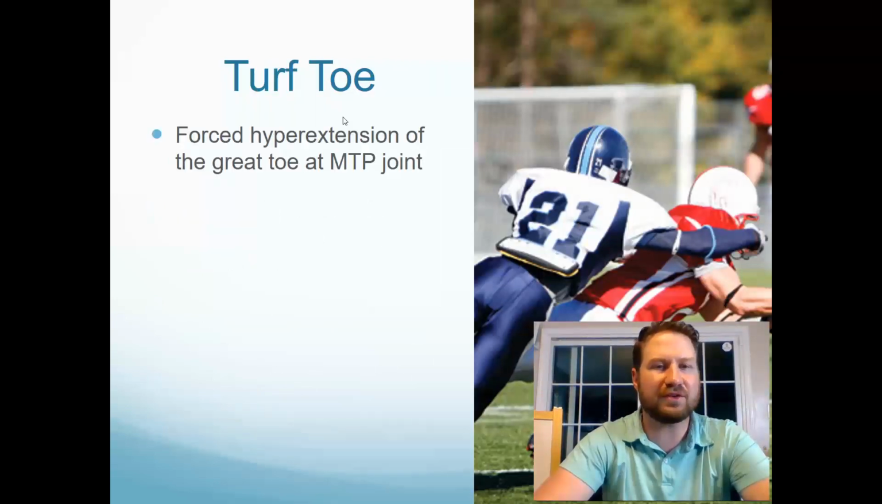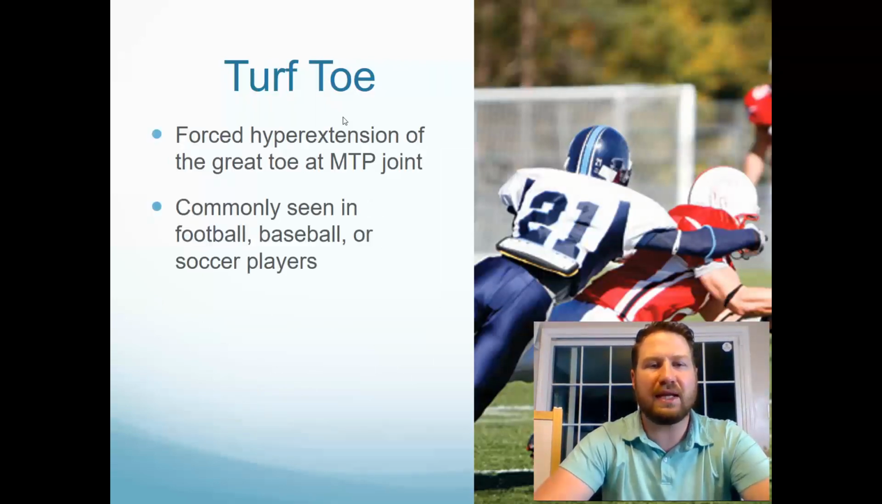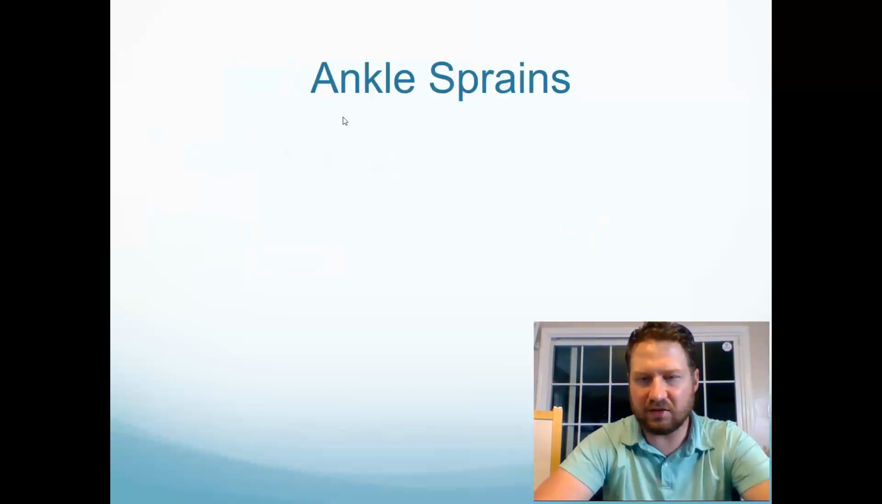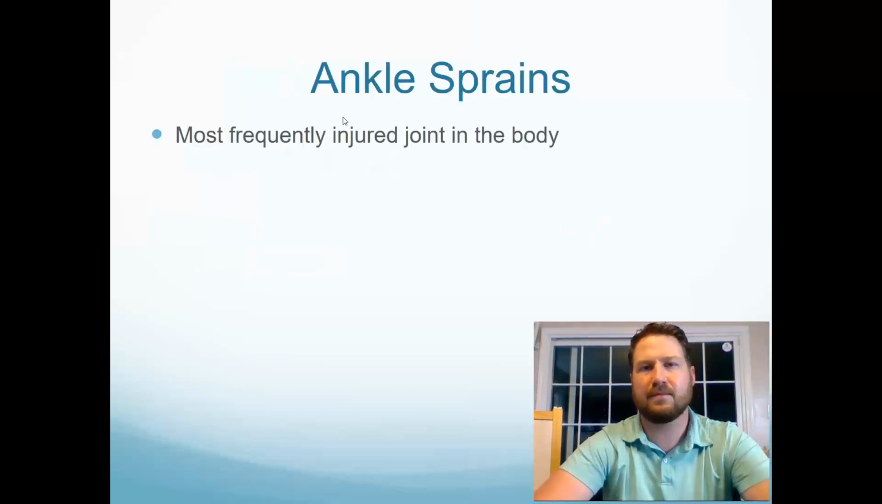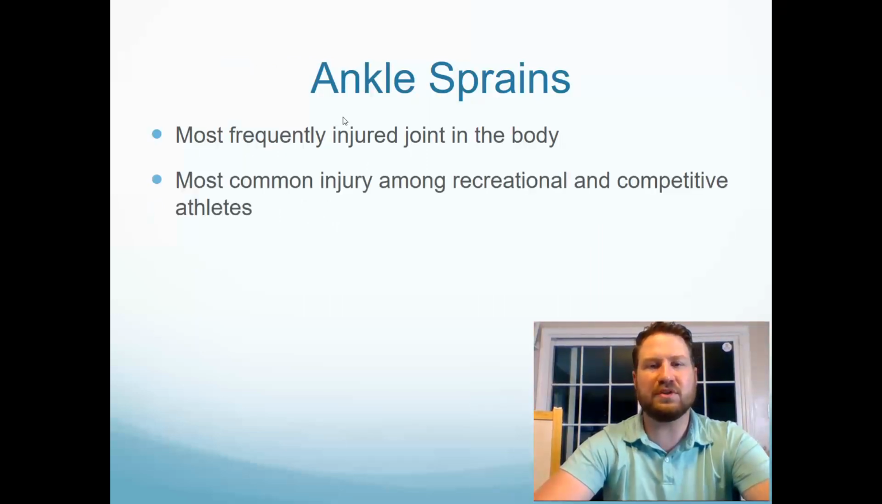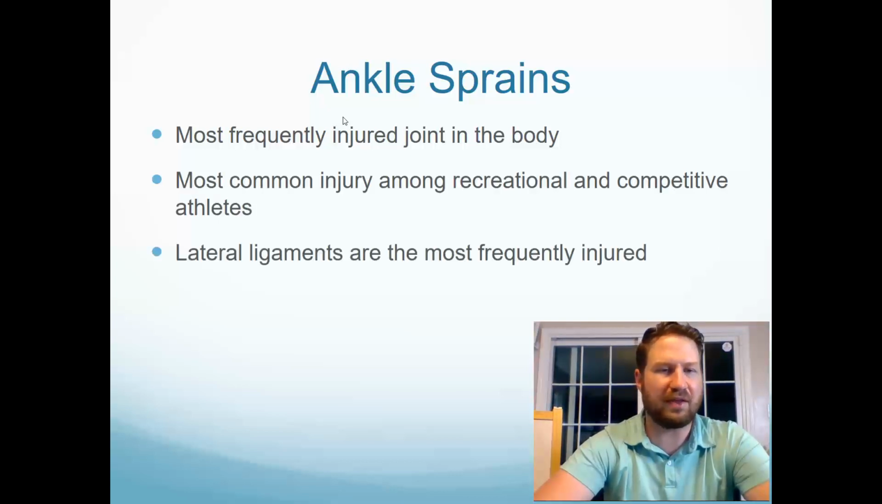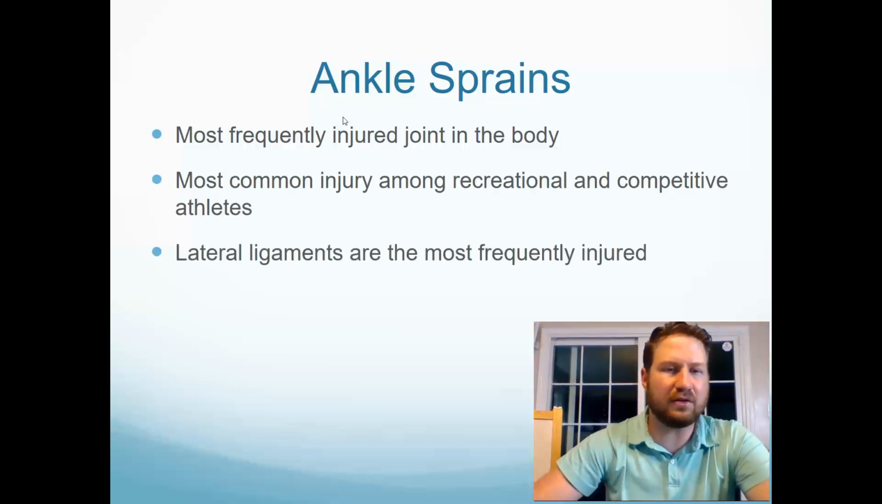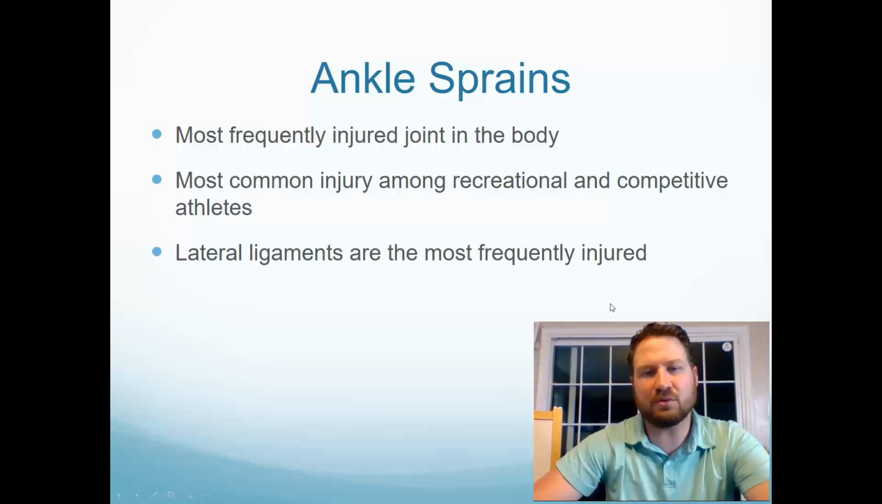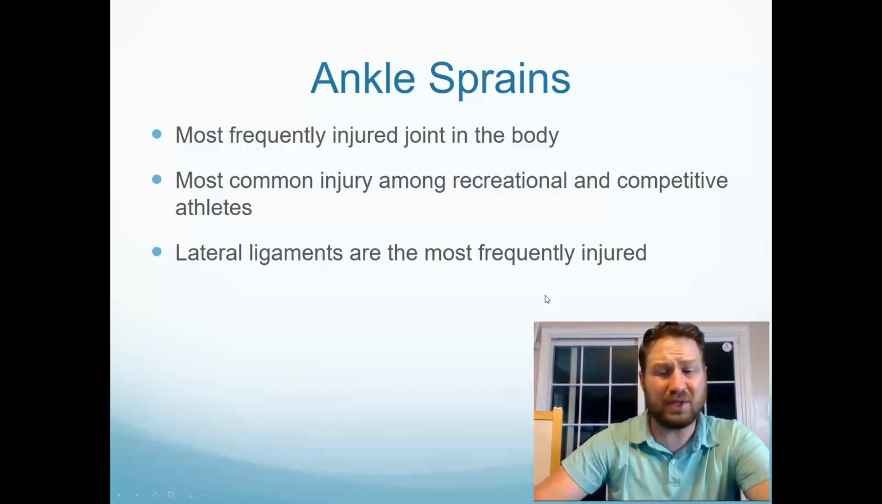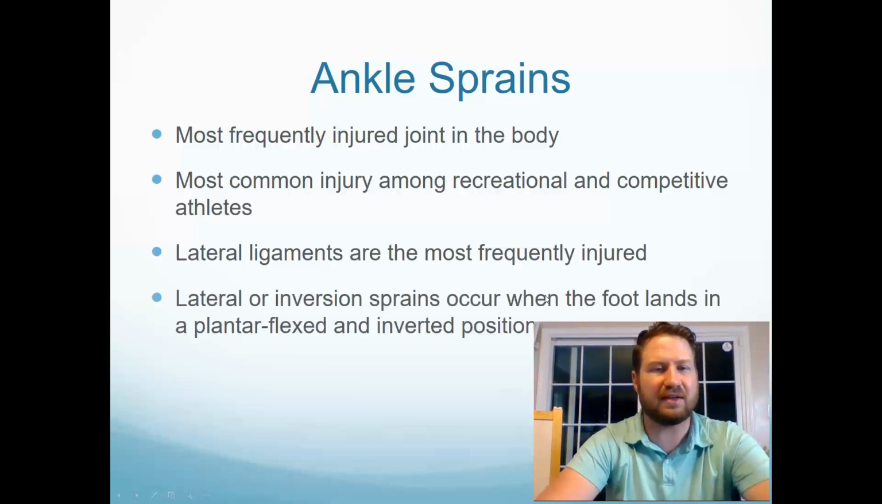So turf toe is a forced hyperextension of the great toe at the MTP joint, commonly seen in football, baseball, or soccer players. Anything where you have people putting their foot into turf with cleats, and those cleats can kind of get stuck. Ankle sprains are one of the most frequently injured joints in the body, the most common injury among recreational and competitive athletes. And lateral ligaments are the most frequently injured. We talked about it before because there's only those 3 little tiny ligaments that help stabilize that lateral ankle.